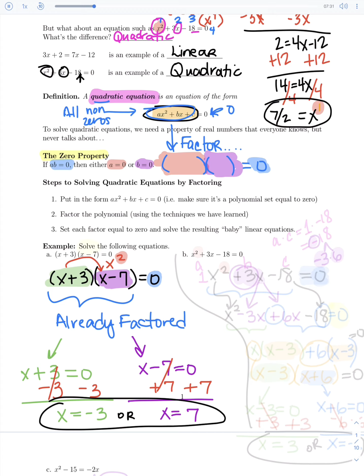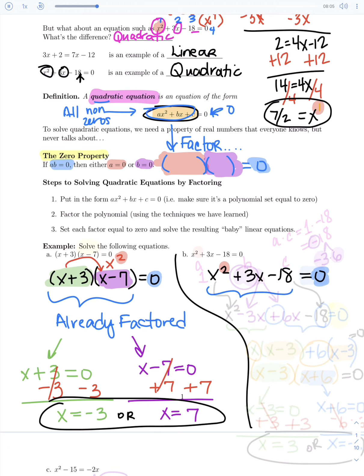Let's try another one. Let's take a look at B. In problem B, let's see what we have. We have x squared plus 3x minus 18 equals 0. So we're actually set up really good this time as well. We already equal 0, which is super important when you have anything bigger than just an x. So when we've got an x squared, one side needs to be 0. Everything else is on the same side so that we can factor.